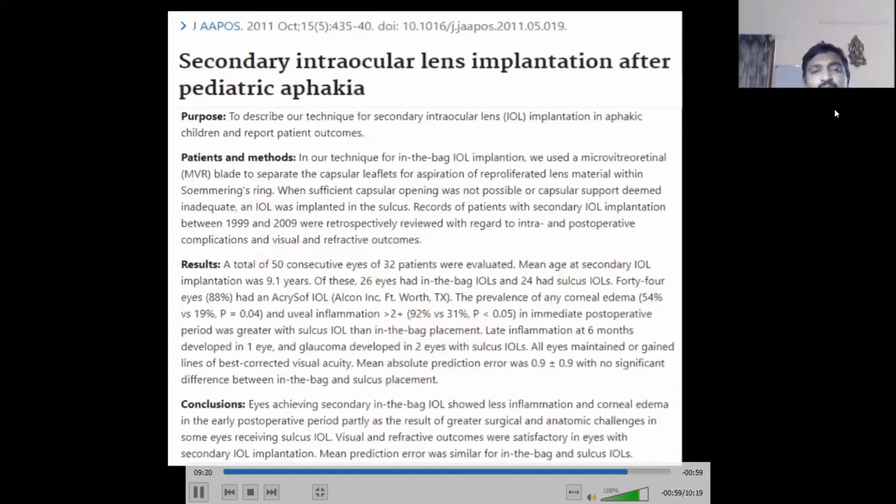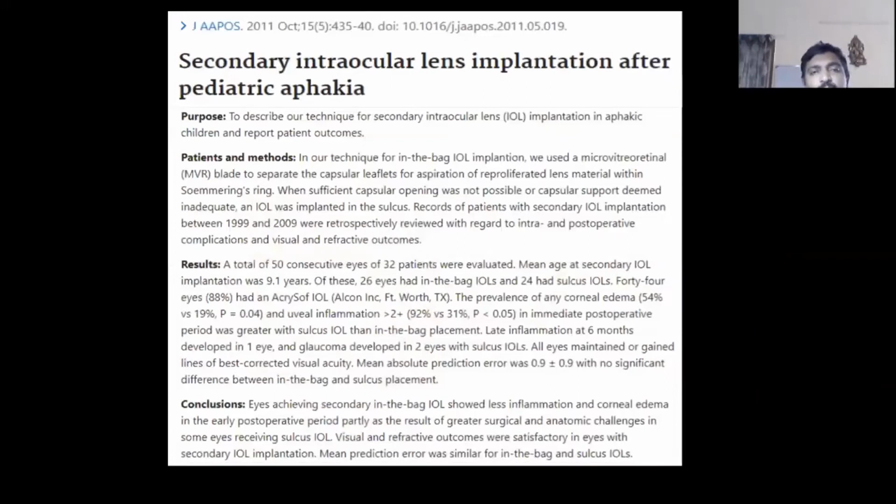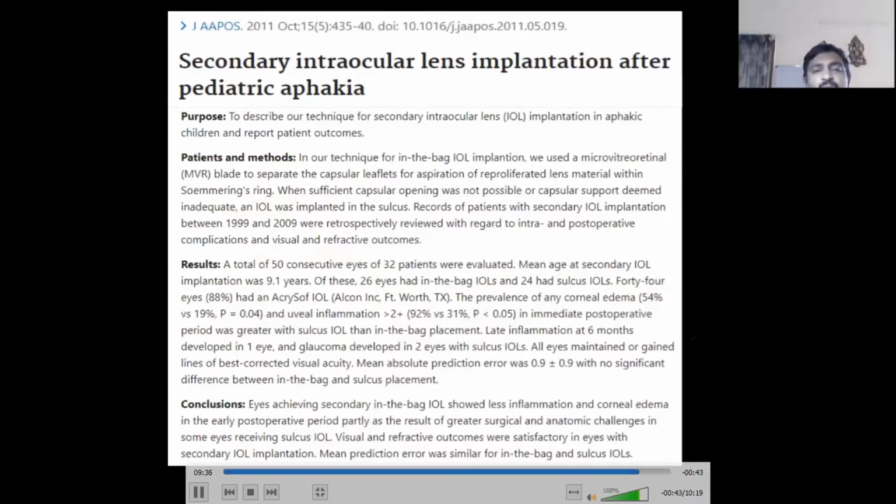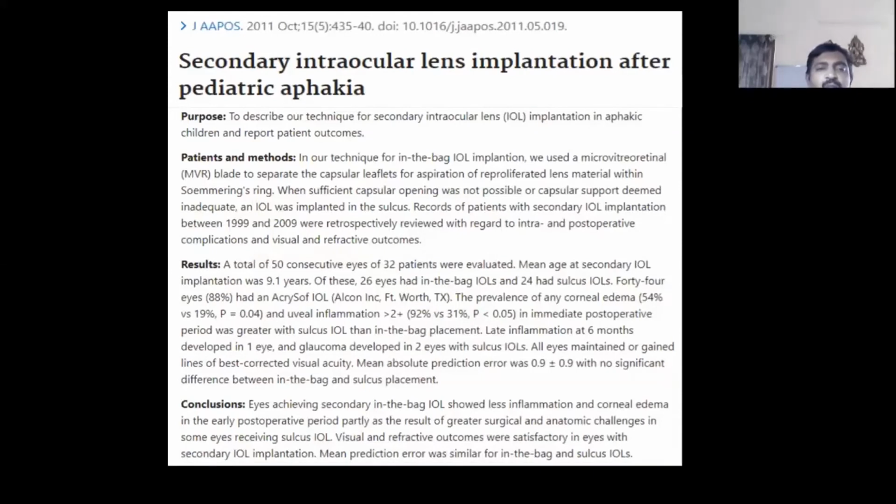So regarding the pediatric secondary IOL, the results are excellent. The IOL power calculation is an issue with any pediatric IOLs, and it's a very challenging scenario. You tend to have pigment dispersion and optic capture if it is placed in the sulcus. But in the bag, if there is sufficient bag support, placing it in the bag is the best option for secondary IOL implantation in pediatric patients.